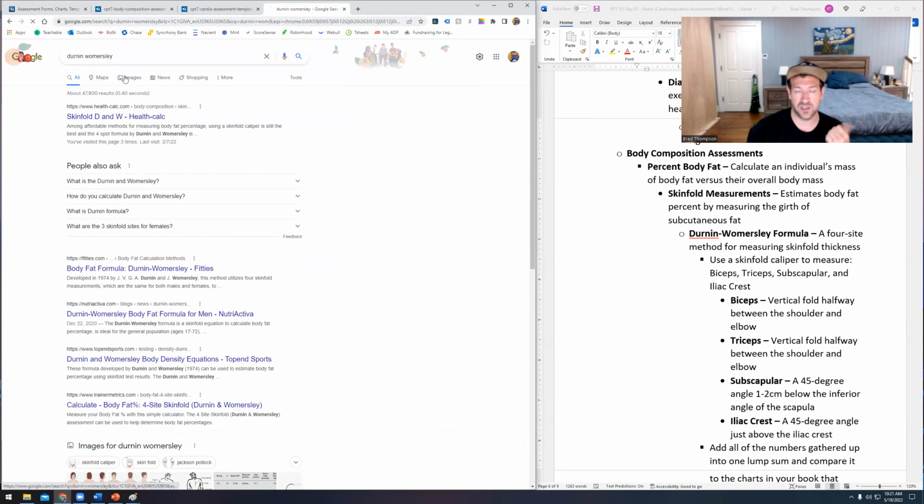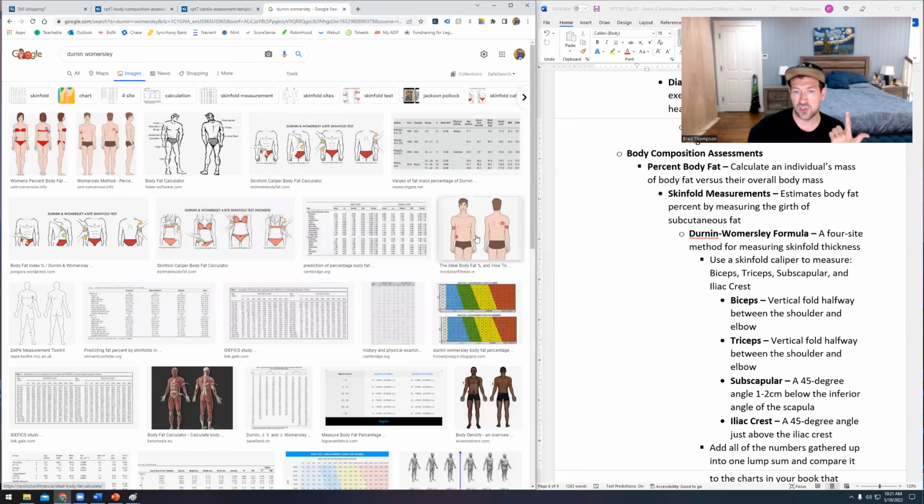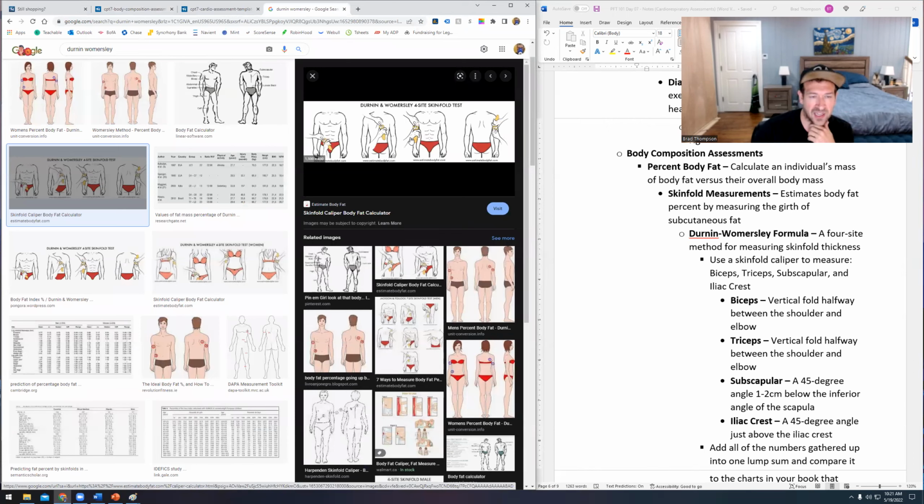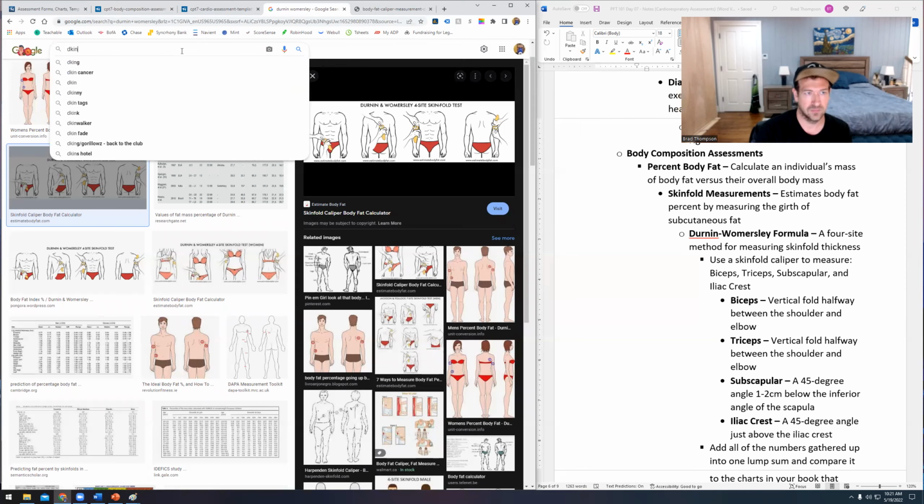You're going to pinch the biceps, triceps, just below the scapula. So that's subscapular. And then you're going to do the iliac crest, right?